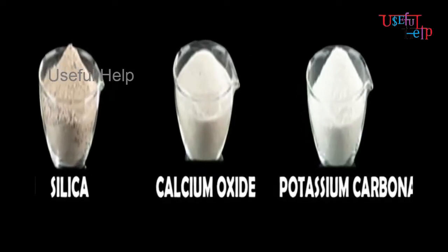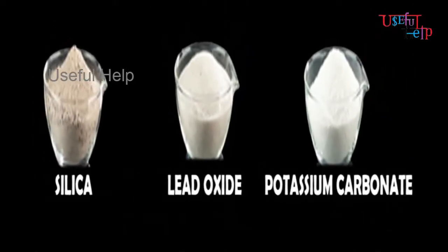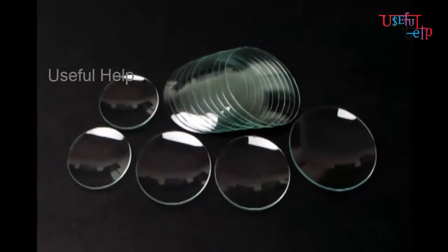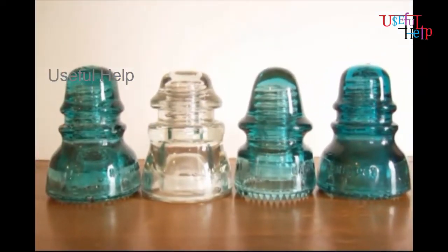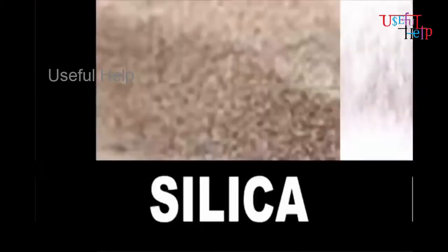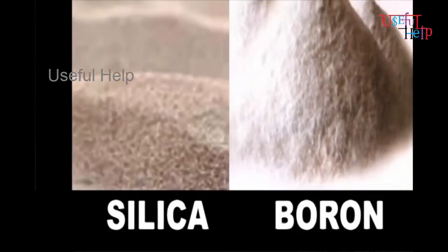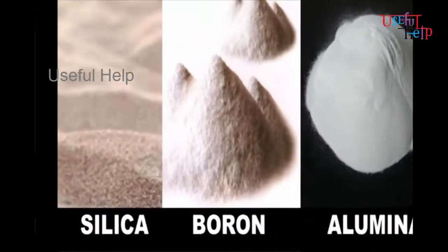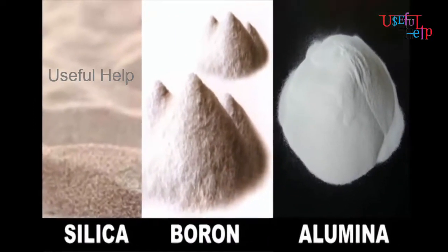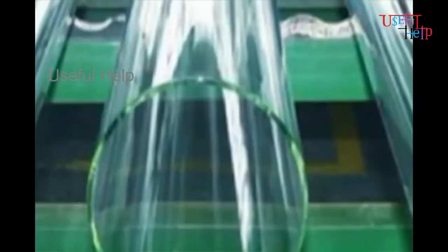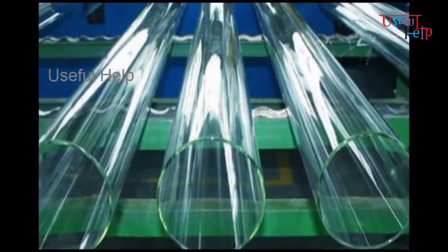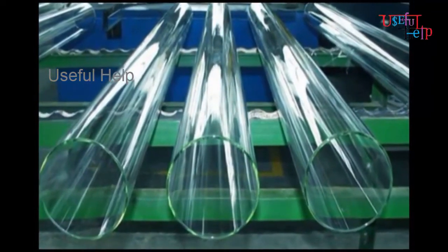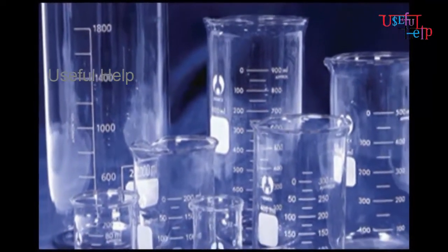Lead glass or flint glass. This is made by using lead oxide instead of calcium oxide for fluxing together with silica. Lenses, cathode ray tubes, electrical insulators are made by lead glass. Borosilicate glass. Such glasses virtually contain only silica and boron with a small amount of alumina and less alkaline oxides. Borosilicate glass is used extensively in industry for the preparation of pipelines, superior laboratory apparatus.